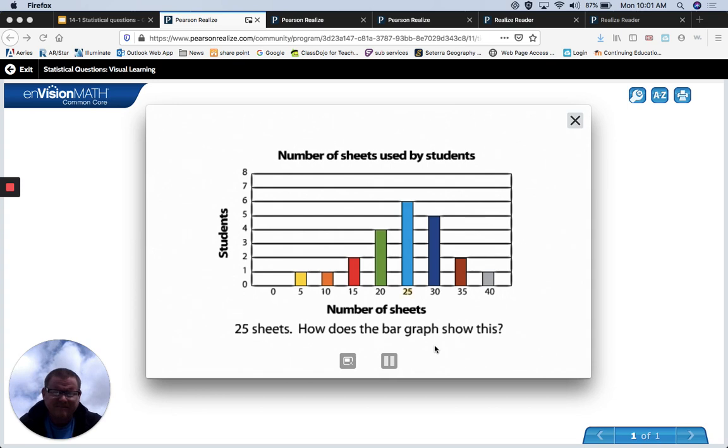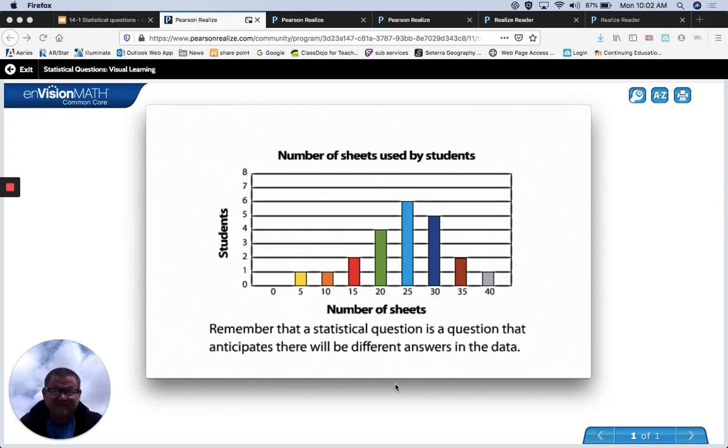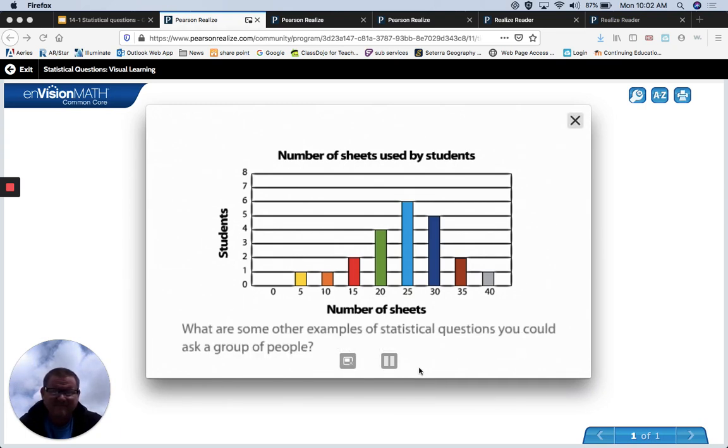25 sheets. How does the bar graph show this? The longest bar is shown above 25 on the horizontal axis of the graph. Remember that a statistical question is a question that anticipates there will be different answers in the data. What are some other examples of statistical questions you could ask a group of people?